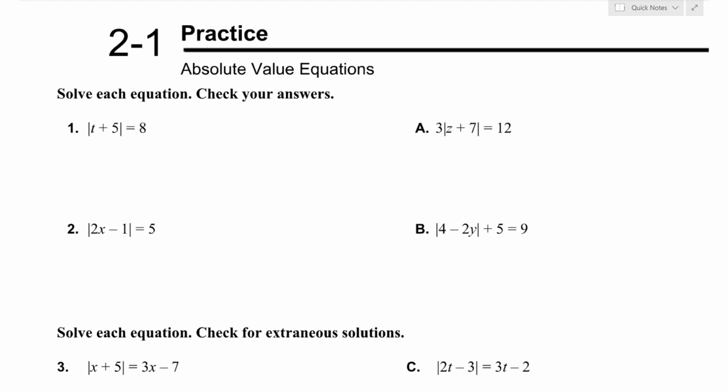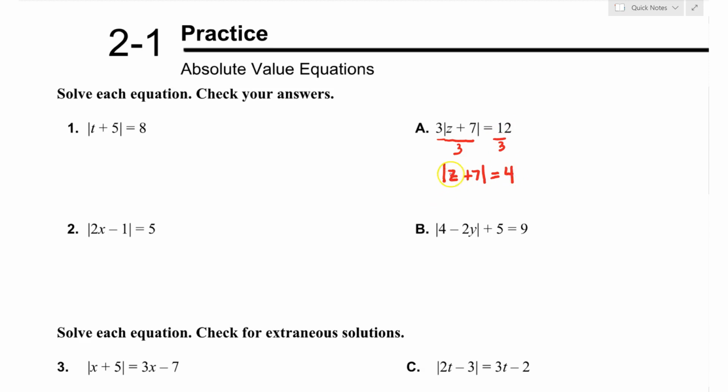So I'm going to start with A. It says solve each equation, check your answer. You notice that we have a 3 here that we have to address. 3 times its absolute value equals 12. You first have to divide by 3. So now we have the absolute value of z plus 7 is equal to 12 divided by 3, which gives you 4.